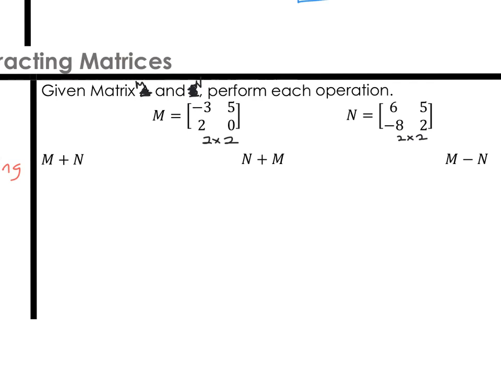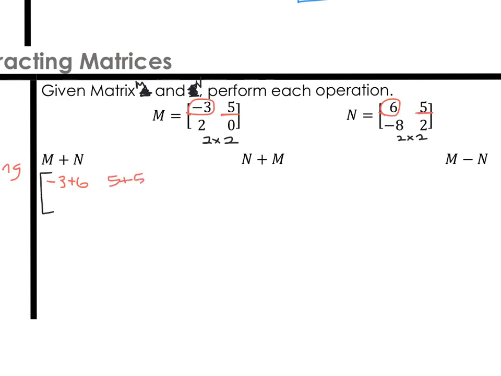To add them, M plus N, we literally just add corresponding elements. I'm going to draw a bracket on the left, and for my first position, I'm just going to take the first element in M, the first element in N, and add them together. Negative 3 plus 6. Then we'll figure out that answer. Then I'm going to take the first row, second element, first row, second element, and add those.